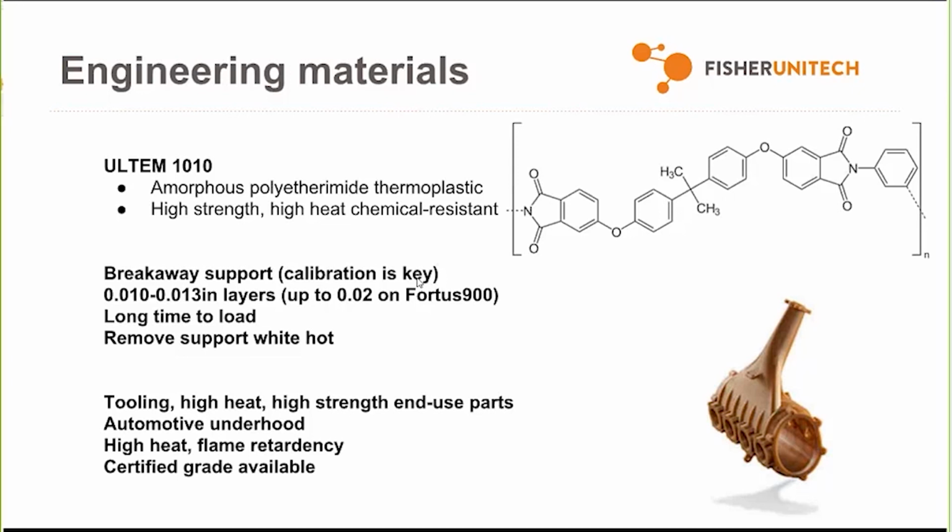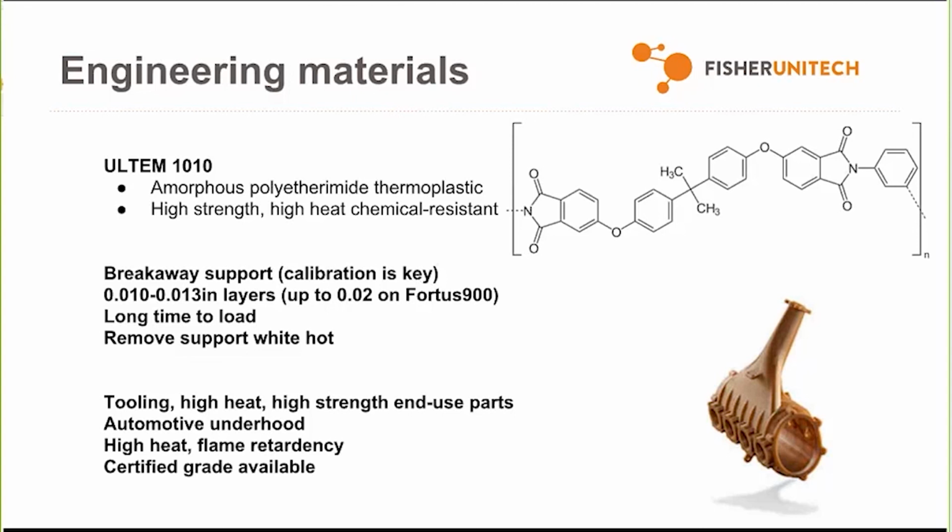So you're going to use Ultem for tooling applications, especially very high heat, high strength, and for end-use parts that can't otherwise be practically produced using traditional means. Because of its potentially extremely high heat, flame, smoke, and toxicity ratings, you can use this for underhood automotive applications like exhaust manifolds, that sort of thing. I should also mention that there's a certified grade of Ultem available that includes material tracking information, sourcing information.